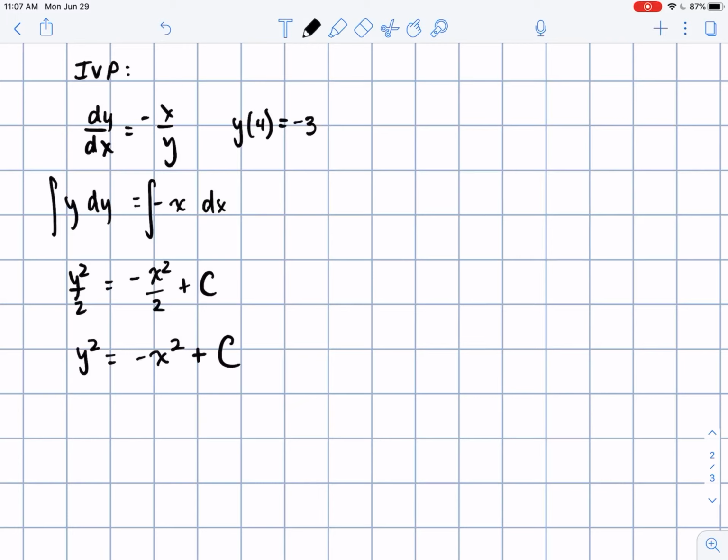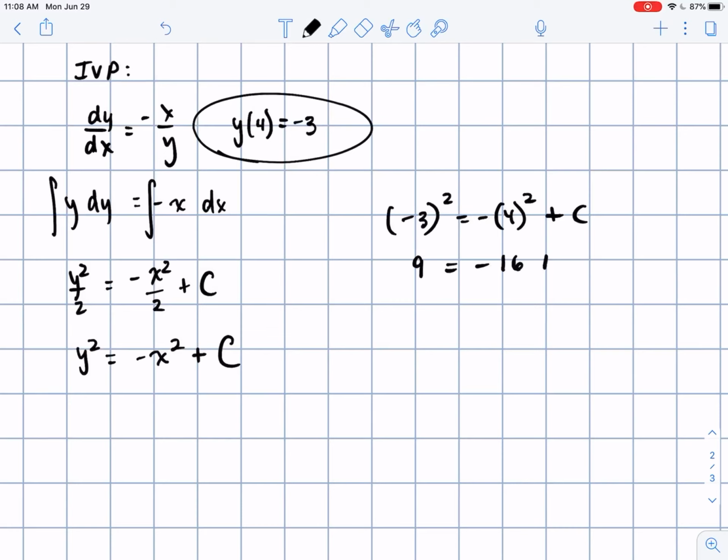Now, it's up to you when you want to solve for y. I don't want to solve for y yet. Solve for c, sorry. But I'm going to use this now, right here. So I'm going to say, okay, we have negative 3 squared equals negative 4 squared plus c. So here I'll get 9 equals negative 16 plus c. So c is going to be 25 for my solution with that initial value.